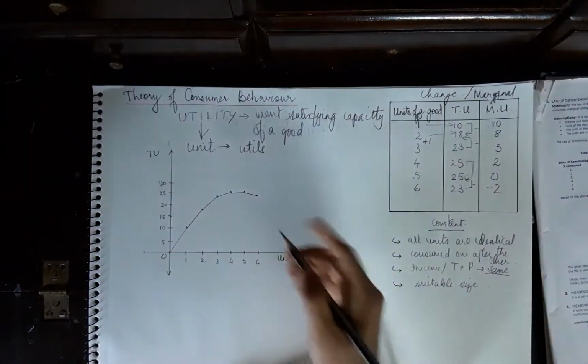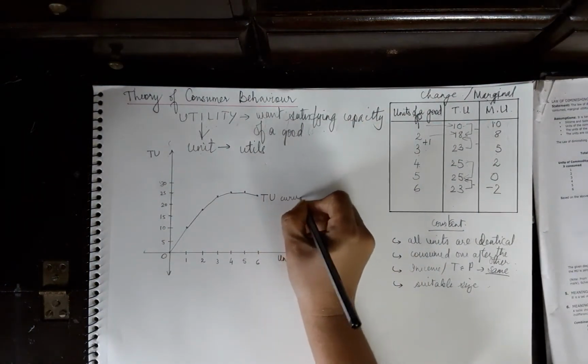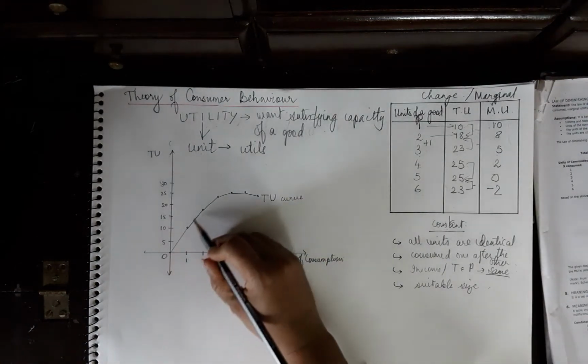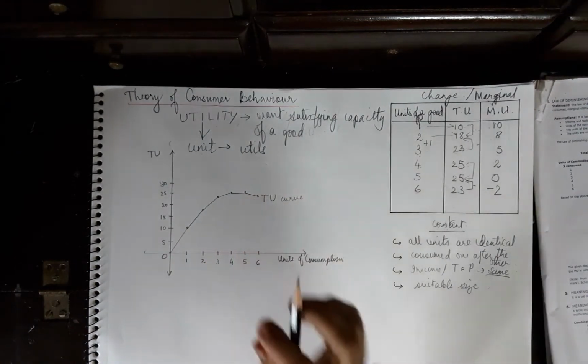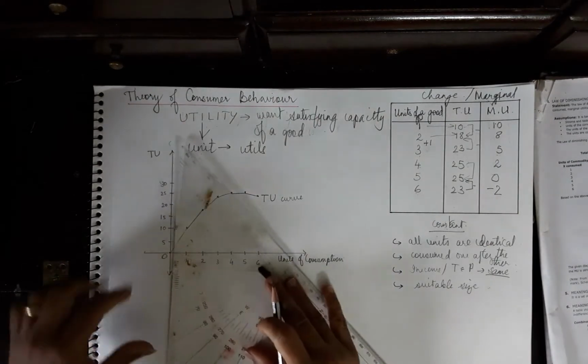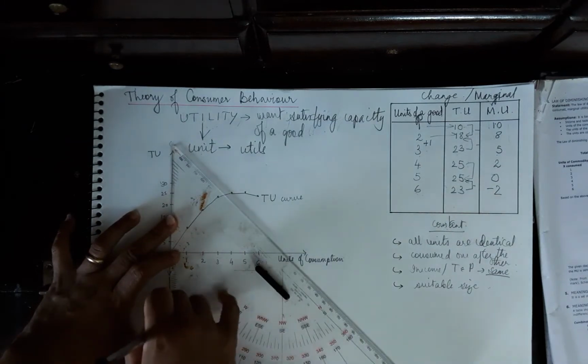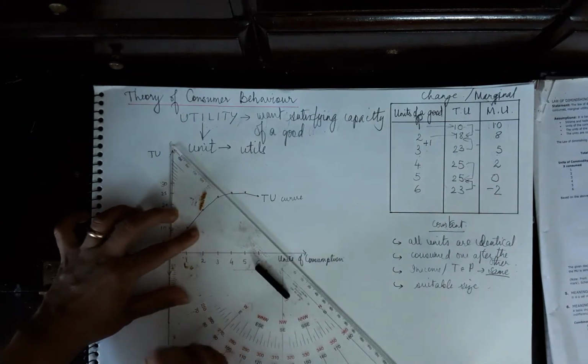So I join these points. What I derive is the total utility curve. Okay, you can see it's going upwards and then it starts going down. We'll draw one more curve just below this one, just to help you to understand the connection between marginal utility and total utility.